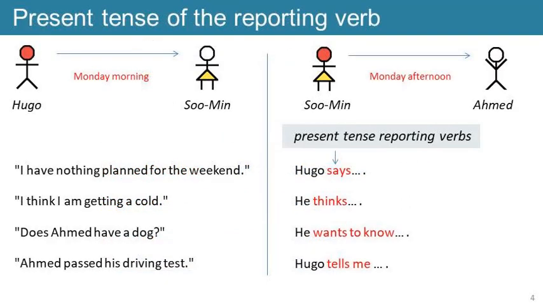Basically, the reporter, Sumin in this lesson, can choose to use the present or past tense of the reporting verb when passing Hugo's words on to Ahmed. If she has spoken with Hugo shortly before reporting to Ahmed, she can use the present tense verb in the reporting clause. Here are some examples.